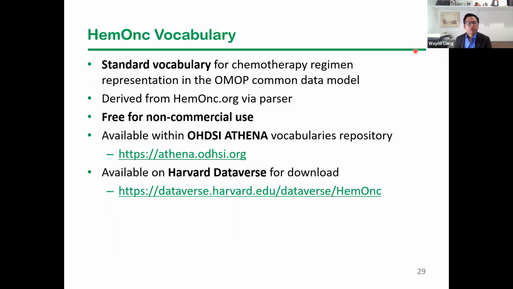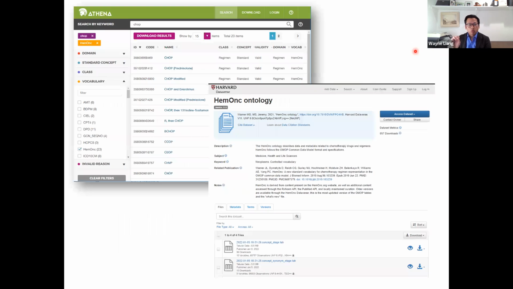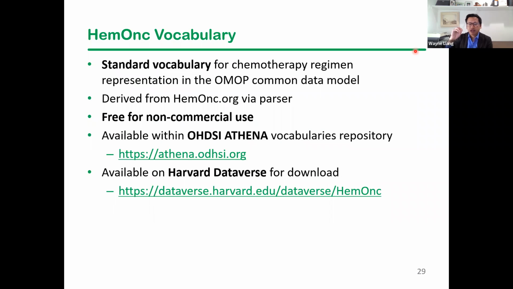So the hemonc.org website then is the foundational source for the HemOnc vocabulary. The HemOnc vocabulary is a standard vocabulary of chemotherapy regimens represented in an OMOP common data model. This vocabulary is derived directly from the website through the use of a parser that reads a wiki syntax. And this vocabulary is free for non-commercial use.